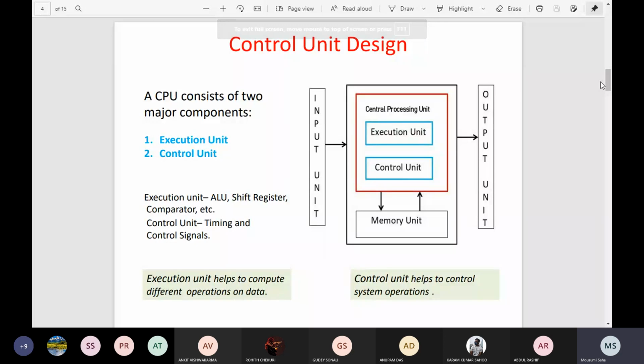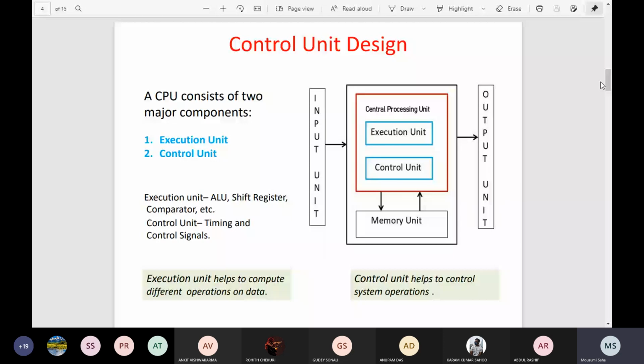So today I will take your control unit design. Okay, beta. And most probably Bibhas sir has taken a few classes, but I would like to start my own way. So this is your basic computer system. Already you know.